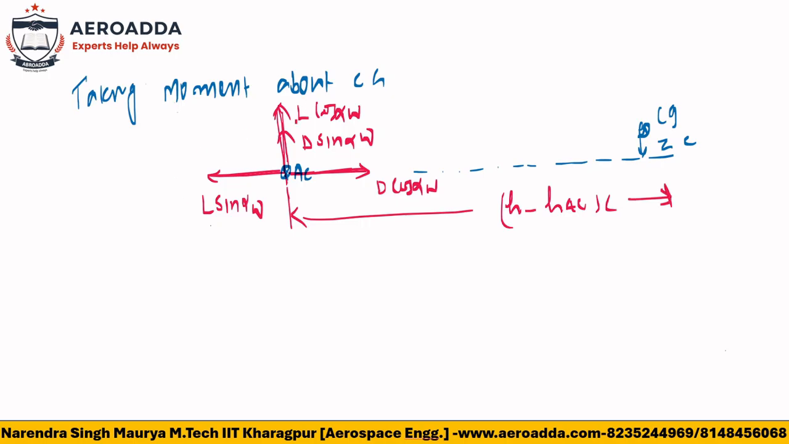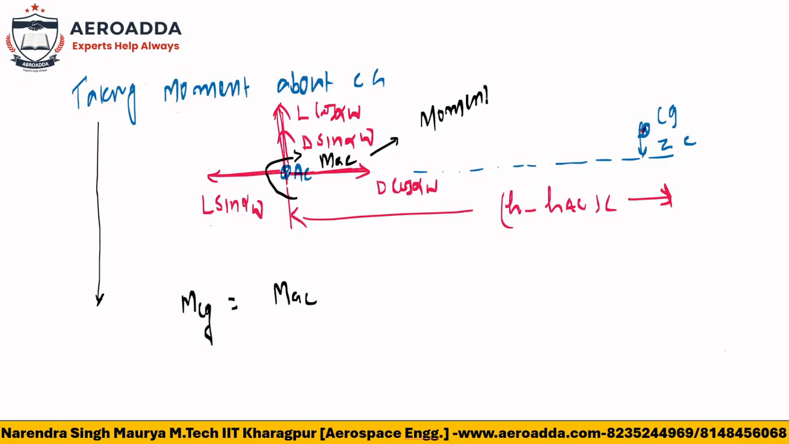Okay. Now taking moment about CG, and at the aerodynamic center we have also taken one moment, which is called the moment about the aerodynamic center, which I have already defined. It was MAC. So now, taking moment about CG, you can write MCG. First, MAC, the moment about aerodynamic center, which is clockwise, so it is already there. MAC is nothing but the moment about aerodynamic center, and then you have to take all forces.